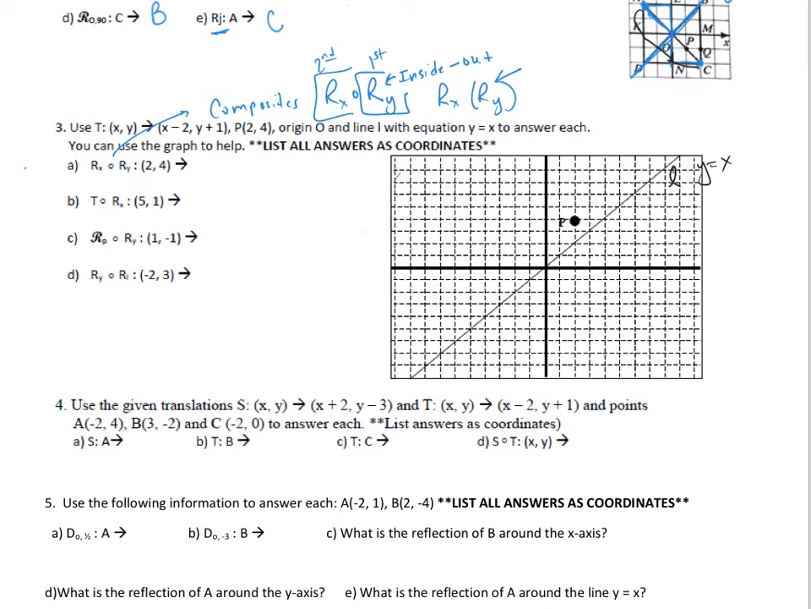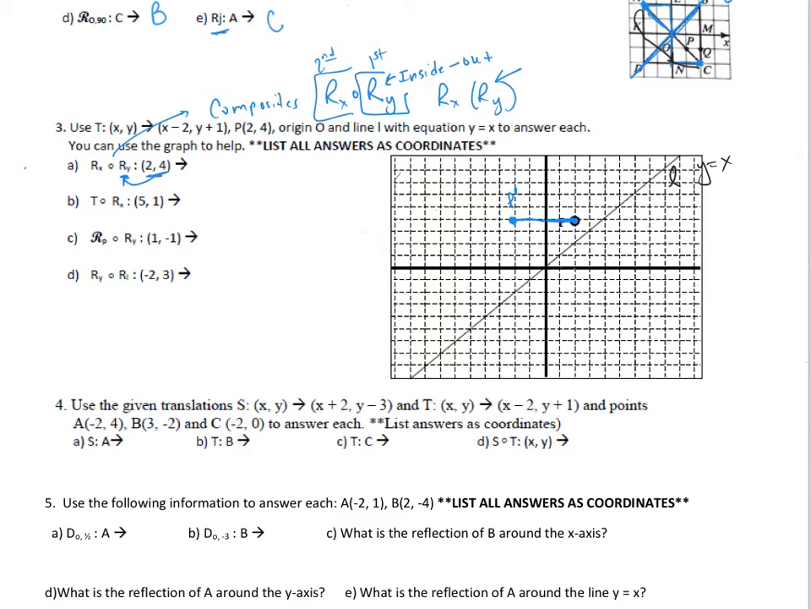For the first one, I'm asked to reflect this point about y. So 2, 4: 1, 2, 1, 2, 3, 4. This is the point P, and I'm going to reflect it about the y-axis. So this is my y-axis. Since I'm going a distance of 2 from it, I can go a distance of 2 from it the other way. This will be my point P prime.